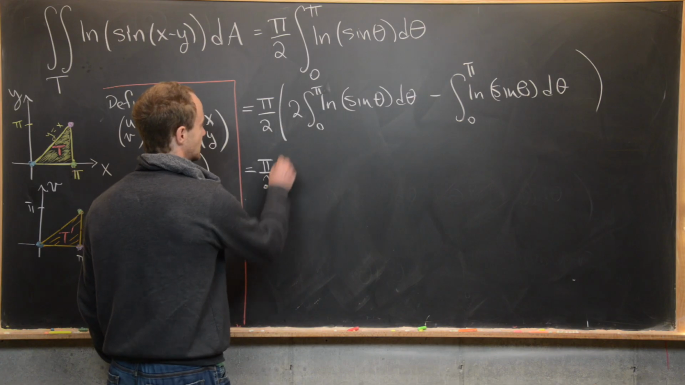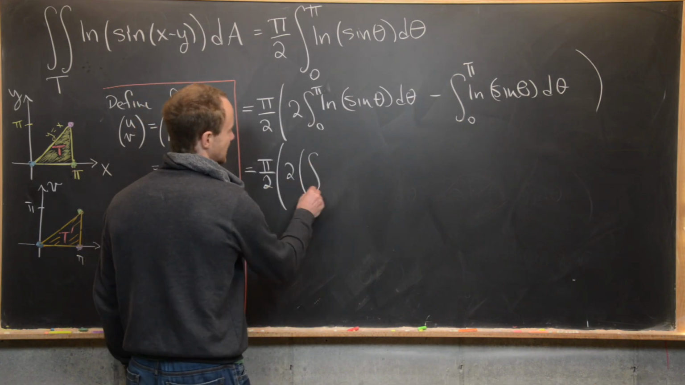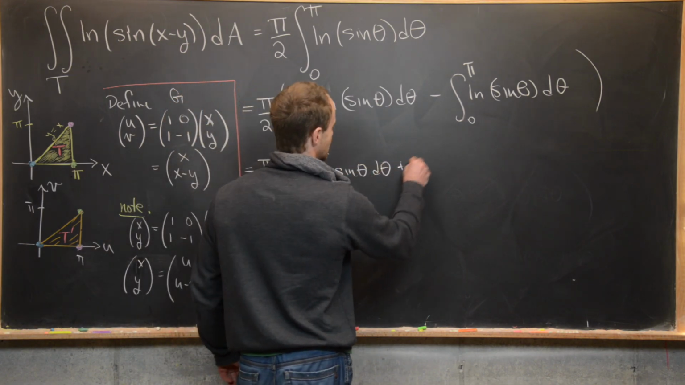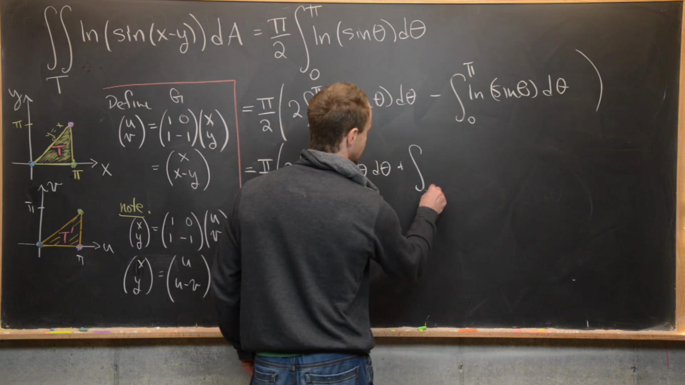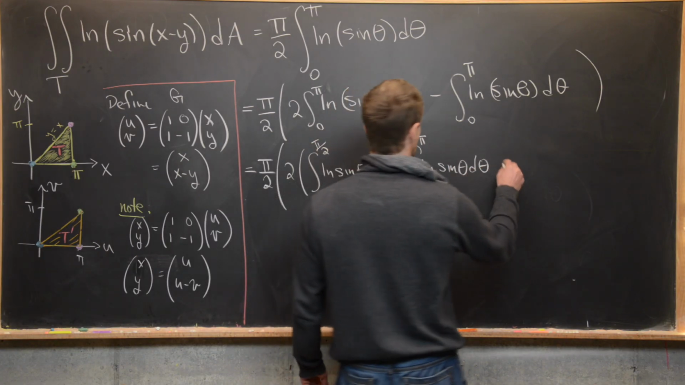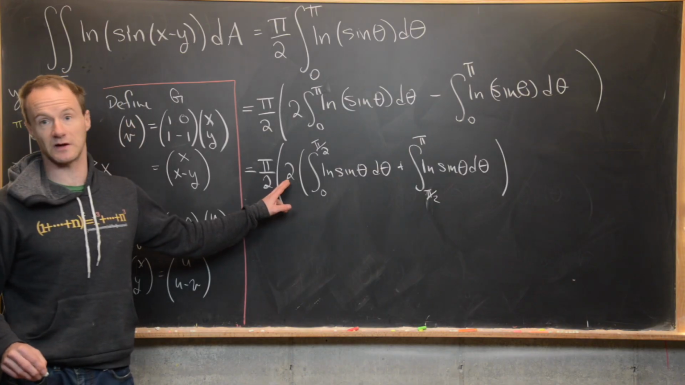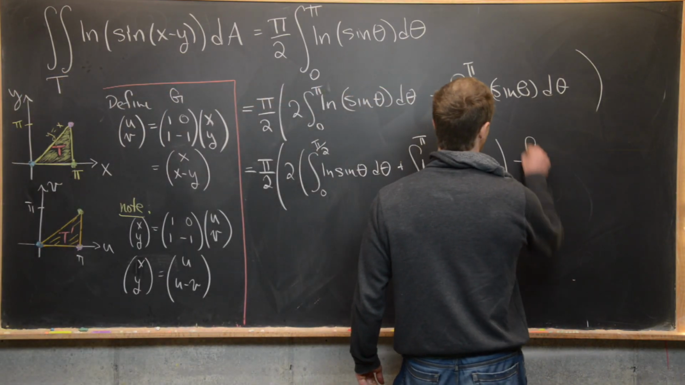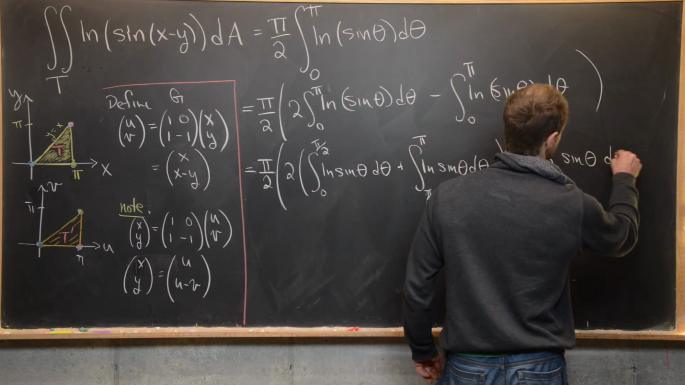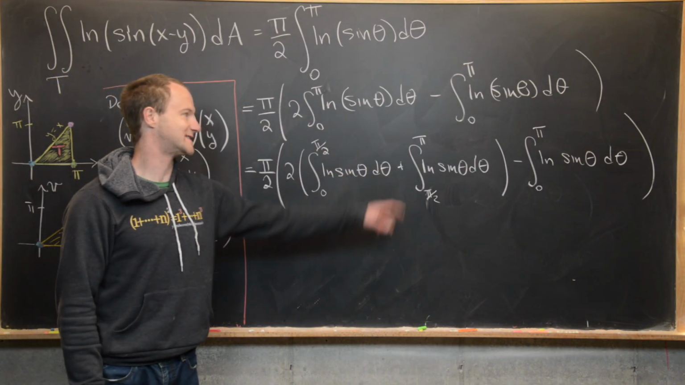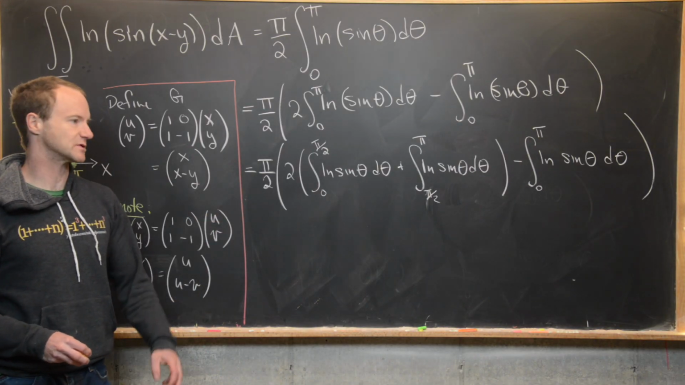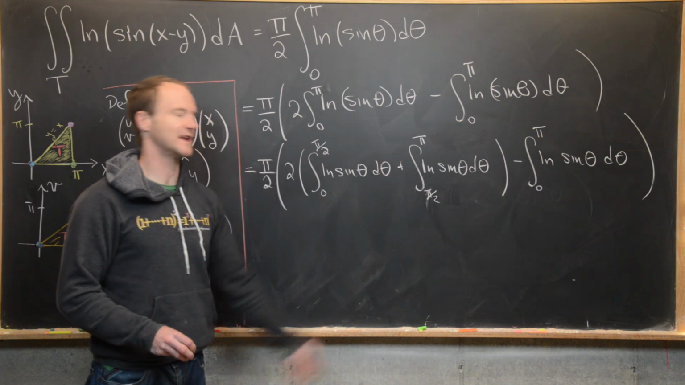I've got pi over 2, and then I'll have twice the integral from 0 to pi over 2 of natural log of sine of theta d theta, plus the integral from pi over 2 up to pi of the same function, natural log sine theta d theta, and then close those parentheses, which are being multiplied by 2, and then subtract the integral from 0 to pi of natural log of sine theta d theta. But now we're going to do a change of variables in this second integral. And I'm not going to name it a new variable because this is exactly the same change of variables we used on the last board, just over a different interval.